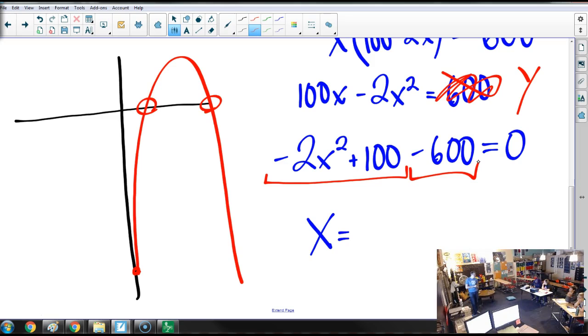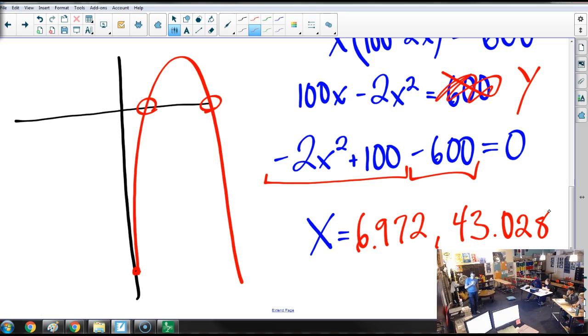From there, when we quadratic it, what do we get? X equals 6.972, and then x equals 43.028. Okay, right x, okay. 43 point what? 028.